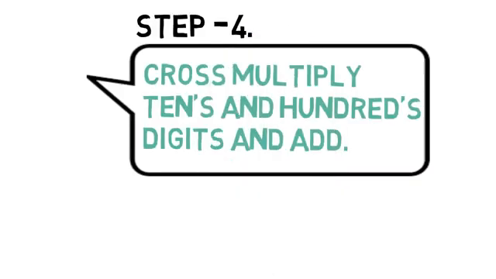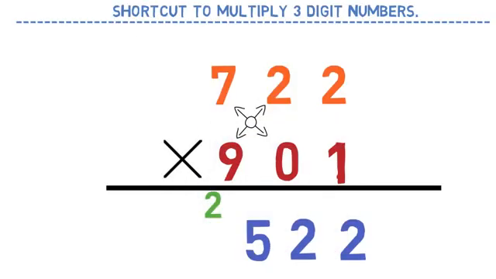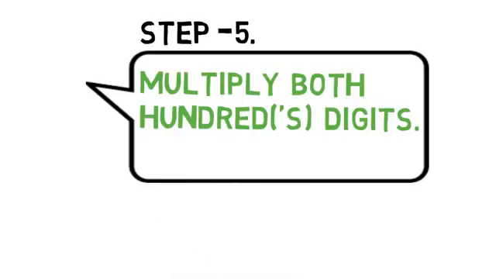Now let's move on to step 4. Step 4 is cross multiplication of the tens and hundreds digits. So here we have 7 into 0 is 0, 9 into 2 is 18, 0 plus 18 is 18. 8 will come at the thousands place and 1 would be a carry, that would come at the ten-thousands place.